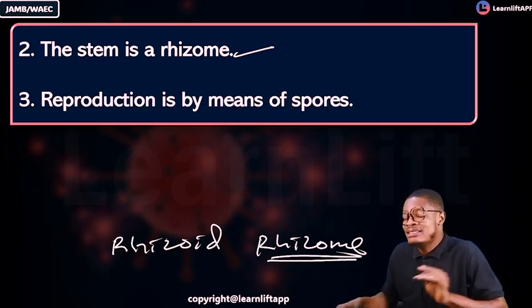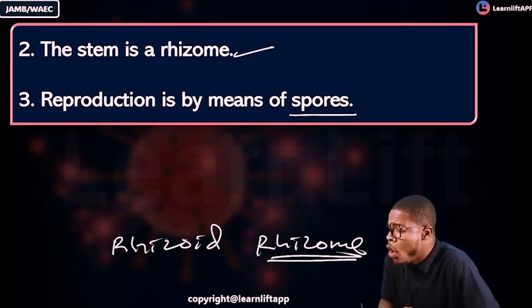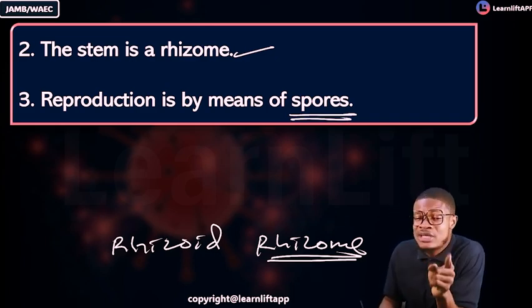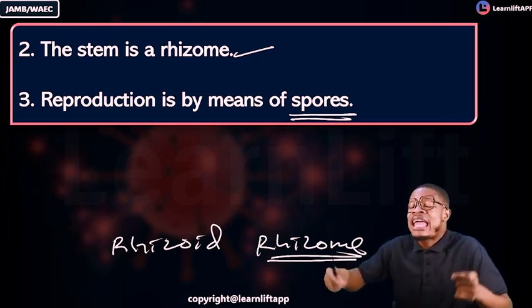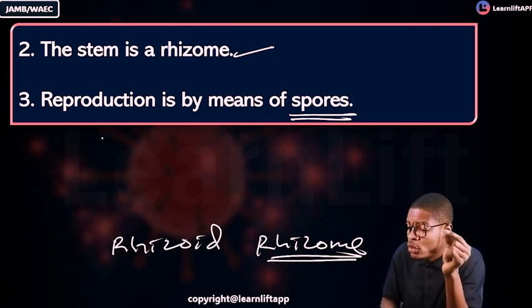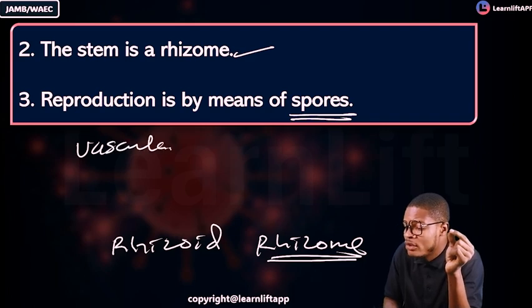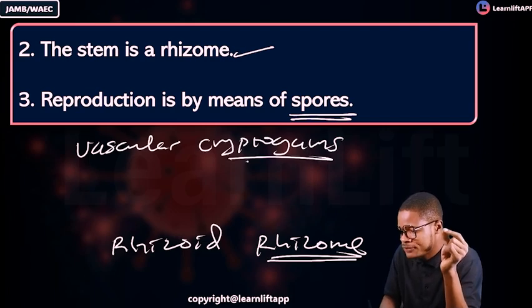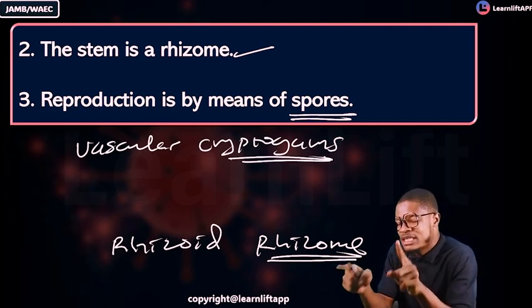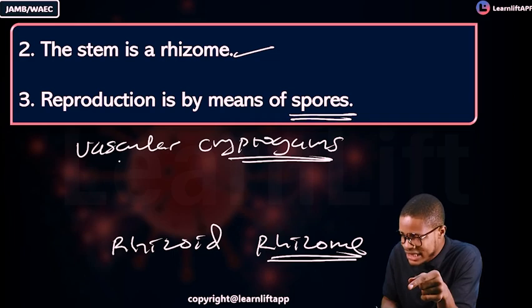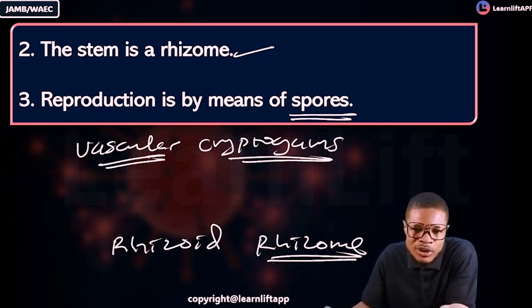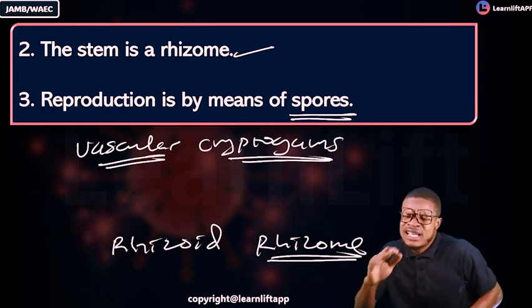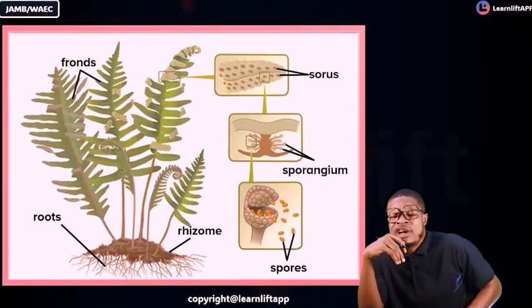Number three character is that reproduction is by means of spores. And I told you that your pteridophytes are popularly called your vascular cryptogams. Please don't forget it. Because they are cryptogams, it means that they produce spores. But since they are vascular, that means they have vascular bundles. So what do you call your pteridophyte? Vascular cryptogams. They produce spores. If you understand that, another thing I'd like you to know very quickly is this.